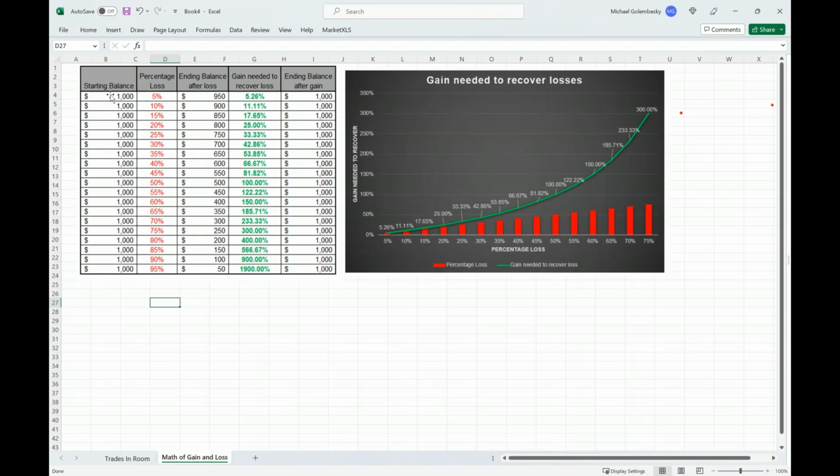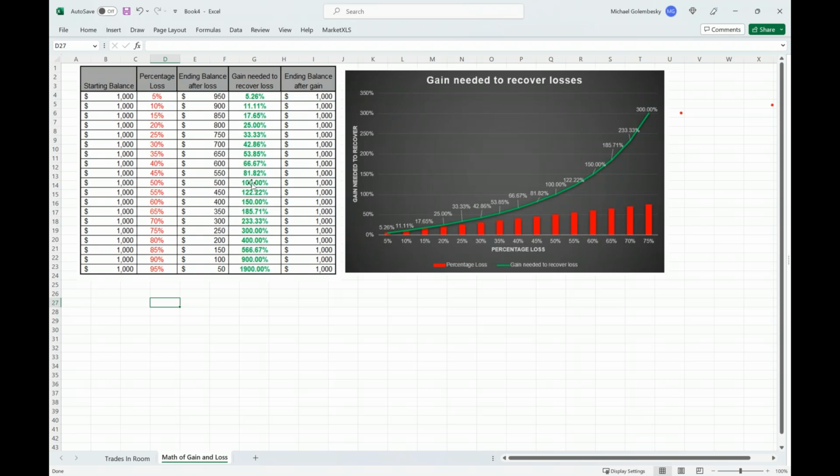Okay. So let's say you have an account value. We'll just use a starting balance of $1,000. Okay. If you lose 5%, it's going to take you a little over 5% to gain that money you lost back. And as you go higher and higher, the more you lose, the greater the percentage it's going to take to recover those losses. Okay. So if you lose 10%, it's going to take you 11% to get that 10% back. If you lose 15%, it's going to take you 17% to get it back, 20, 25. And as you go lower and lower, that number gets increasingly larger.